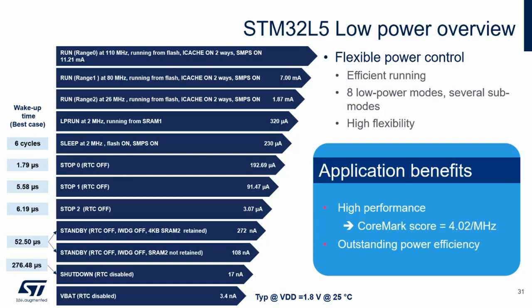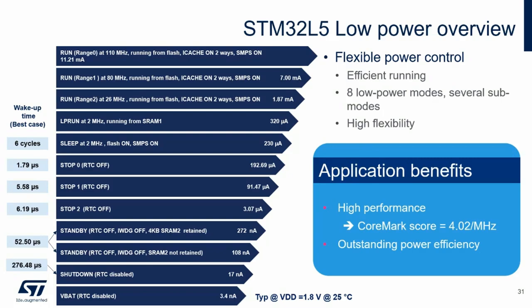In case of significant system clock reduction, for example to 2 MHz, it is possible to use low power run mode. In such case, consumption is on the level of 320 microamps. In sleep mode, core is stopped, while rest of resources can be active, including clock domain. By keeping the same system frequency as previously, so 2 MHz, consumption is reduced to 230 microamps and wake-up time is very fast. Then we have three stop modes.